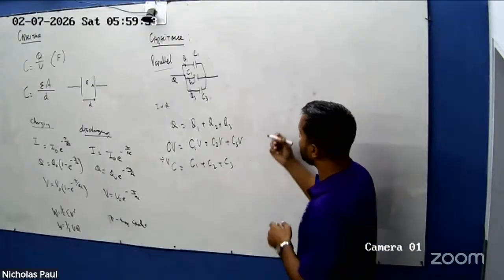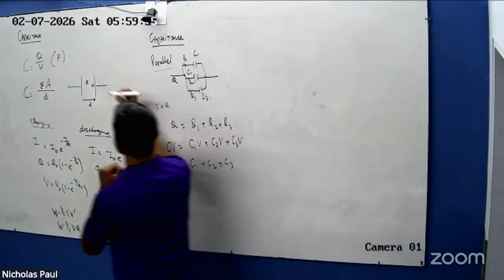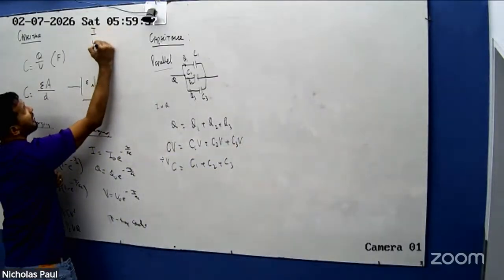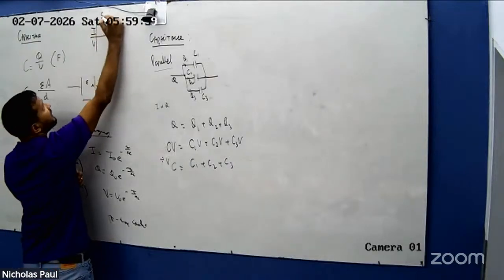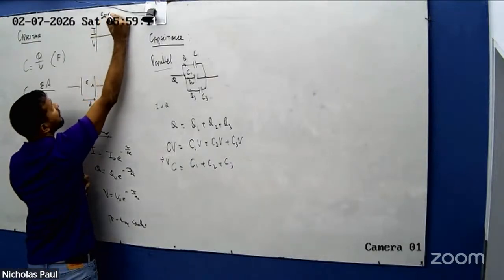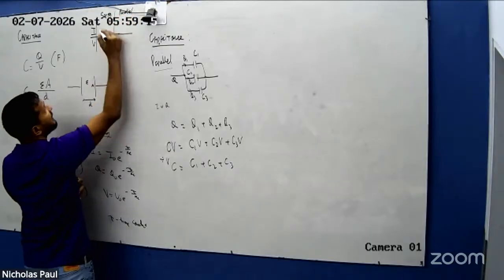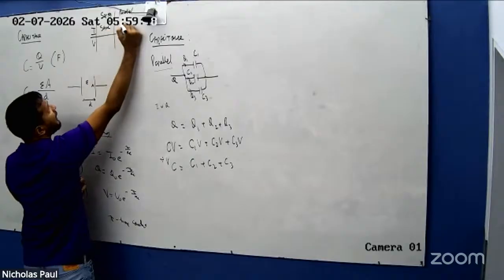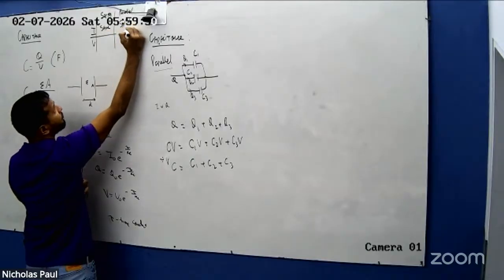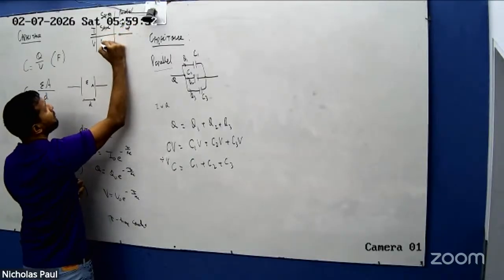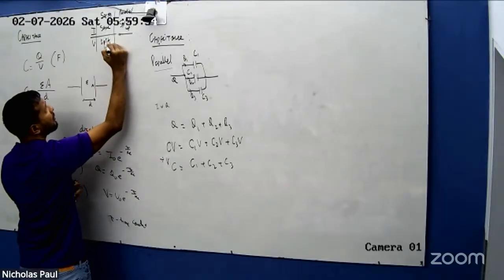Right? Please remember this, those who forgot these rules, current and voltage, series, parallel. Current in series is the same. Here it splits up. Here it splits up. Here it is the same.